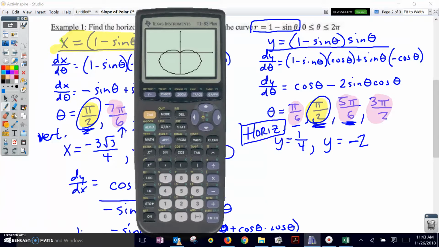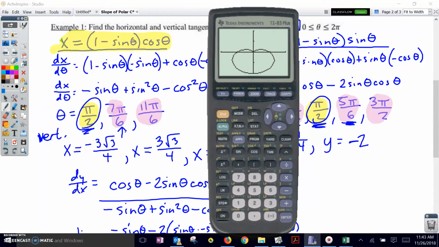You can see horizontal tangents at the bottom and at the top of this graph. Those are the horizontal tangents, y equals negative 2 and y equals 1/4. You can see vertical tangents on the right-hand side. That's at x equals 3 square root of 3 over 4. And on the left-hand side, that's at x equals negative 3 square root of 3 over 4. And then right at the pole, where we had the one that we weren't sure, you can see that that comes down to a cusp point there, and so there's a vertical tangent to the curve there.